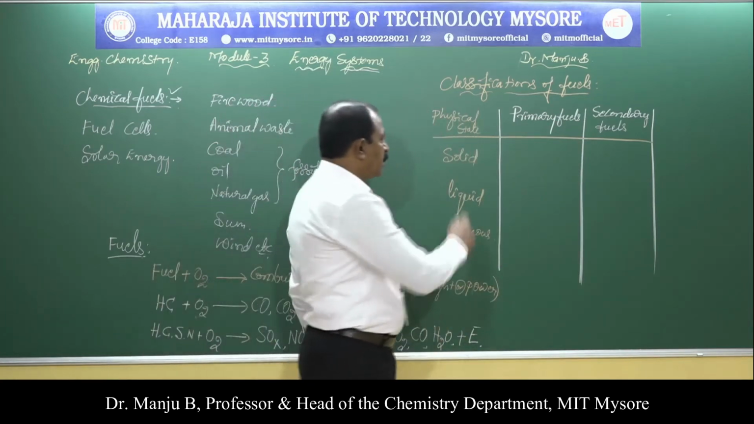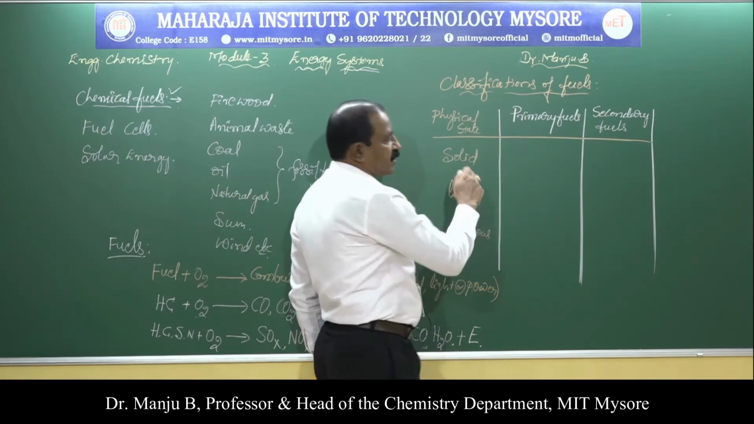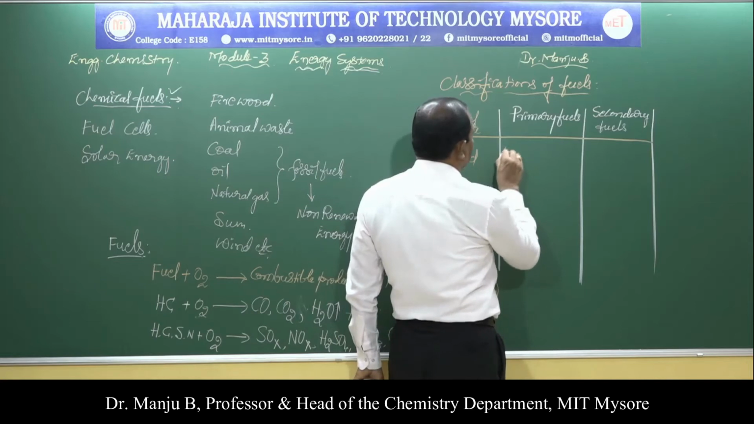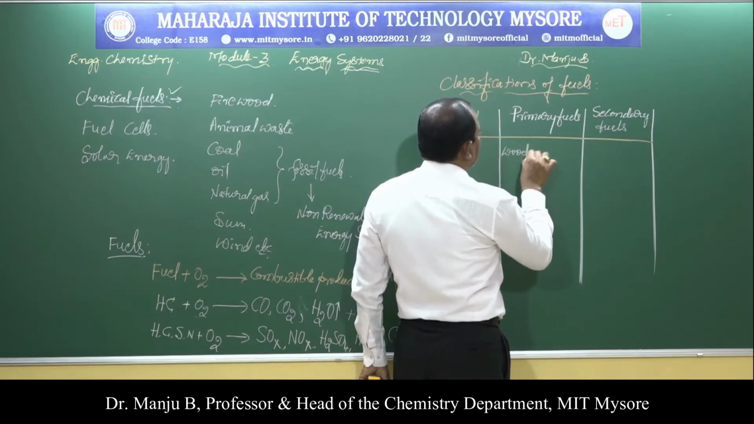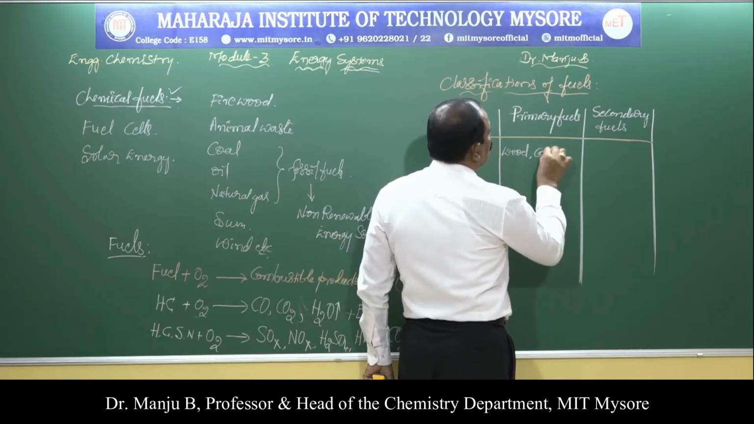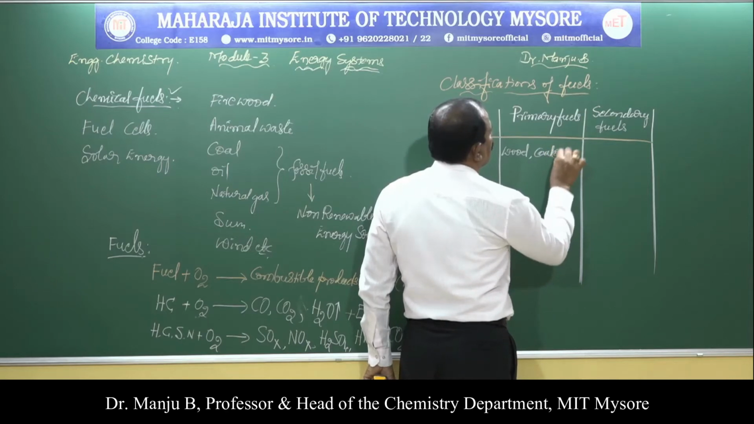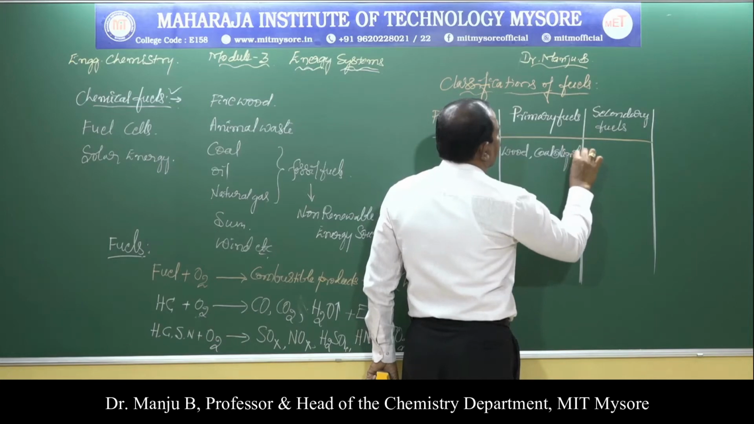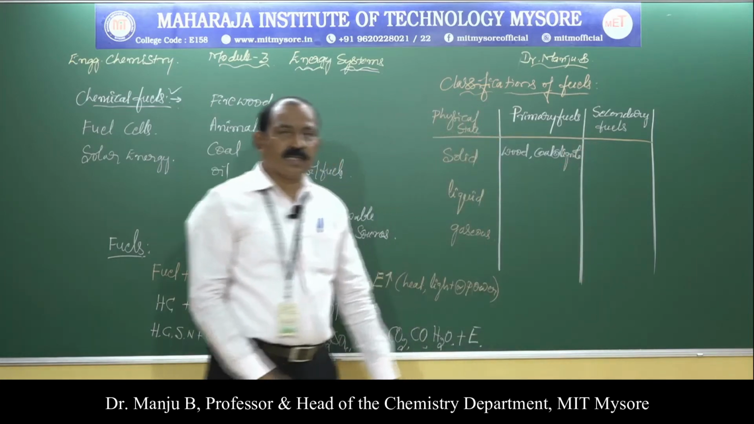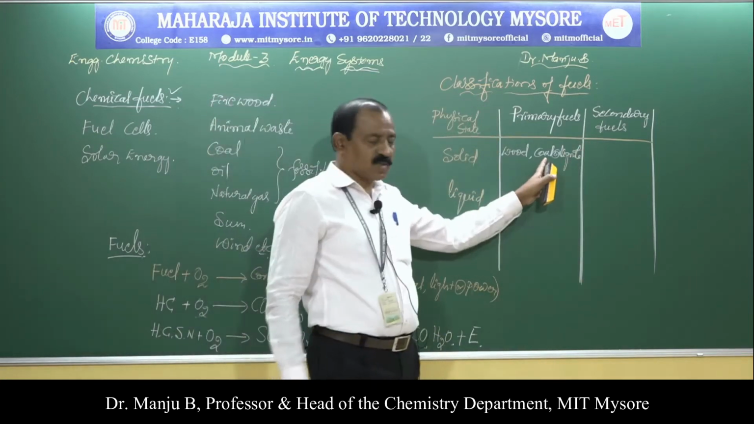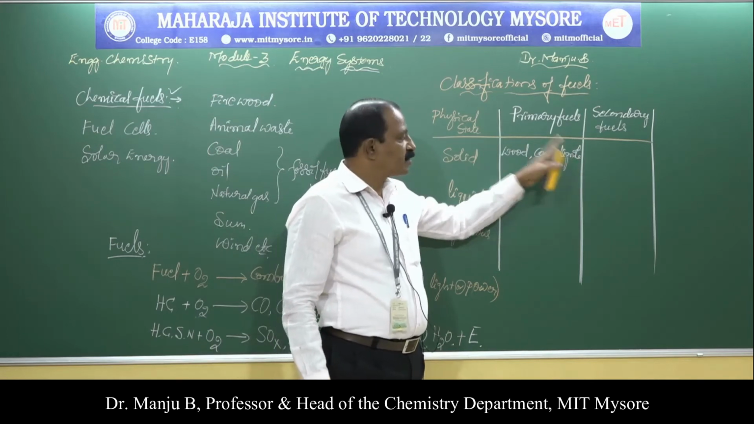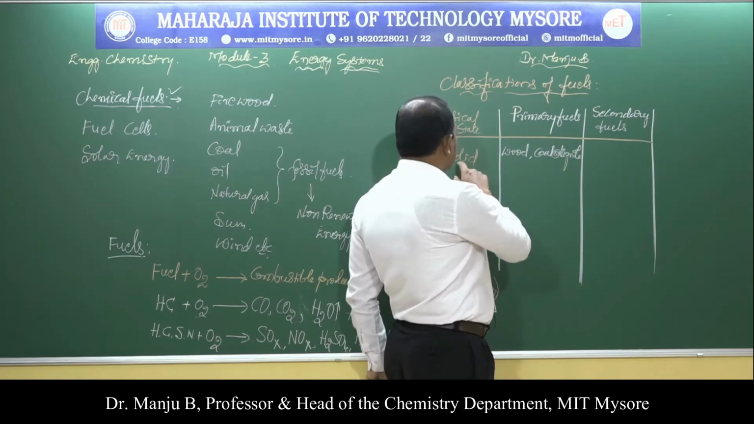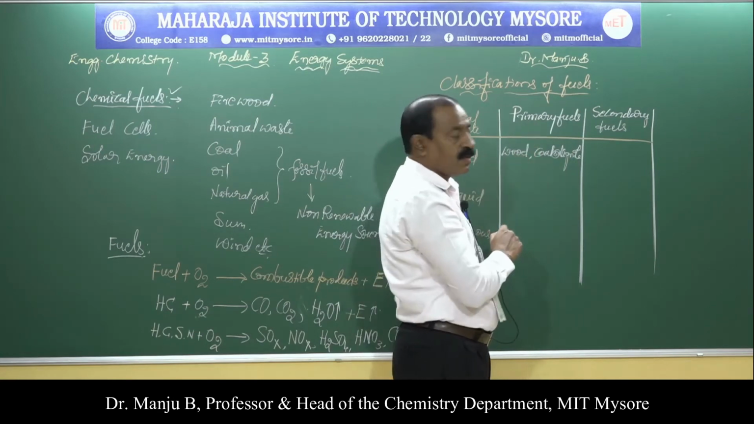Now see the examples. Primary solid fuels are naturally available solid fuels, such as wood, firewood, then coal or lignite. Lignite is a brown colored coal, black colored is called coal, brown colored is named lignite. Wood, coal or lignite are primary solid fuels.